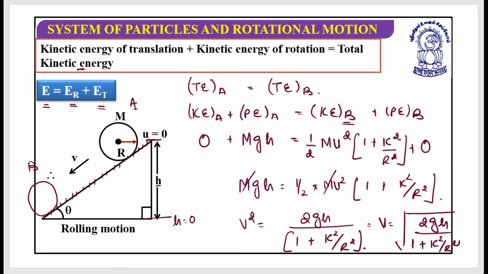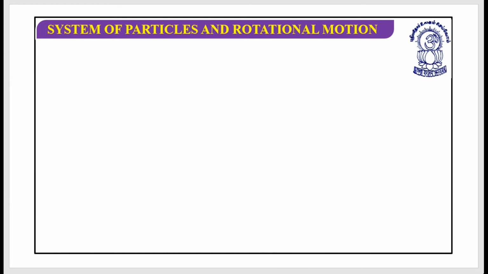Any doubts up till now? Do you have any doubts? No? Great. Now I'm interested in one more thing. Let's have a look. The situation is something like this. This was the wedge, and this was an angle theta. This wedge is having friction.